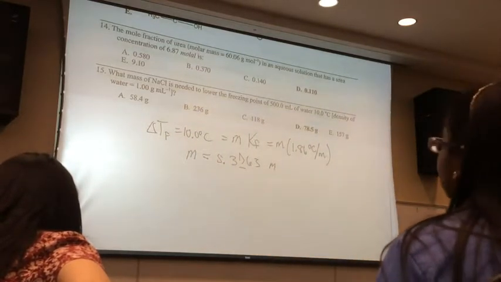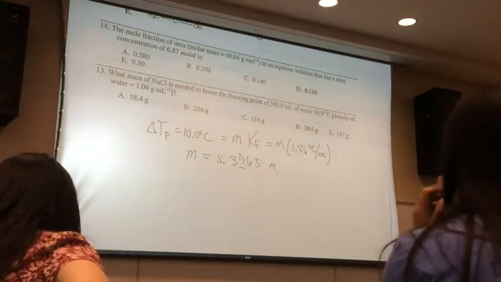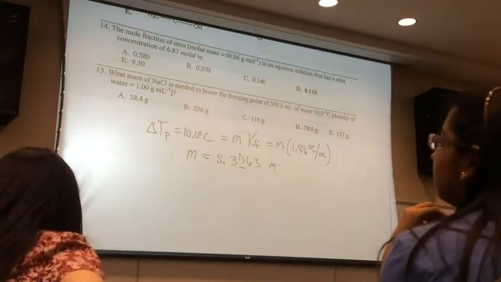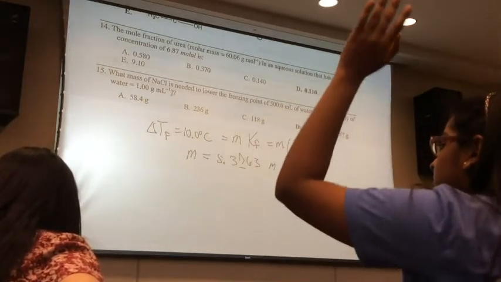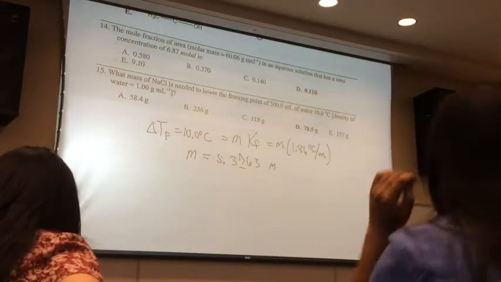Is everybody clear on that? That's the actual concentration of particles necessary to get a 10-degree change in your freezing point. Yes?